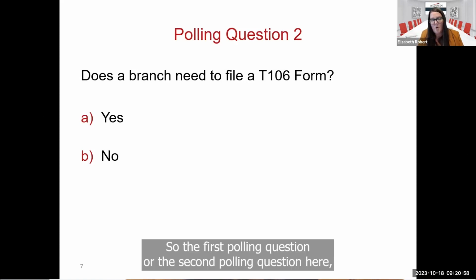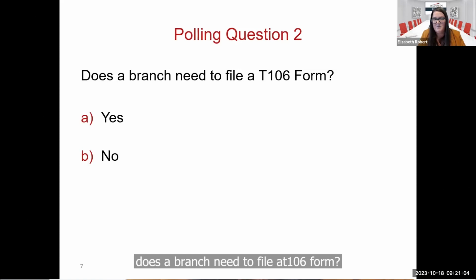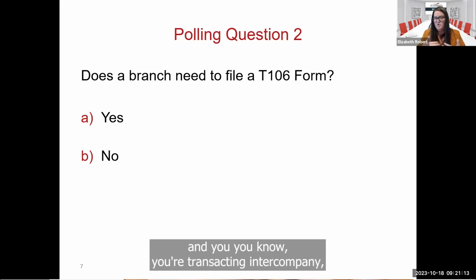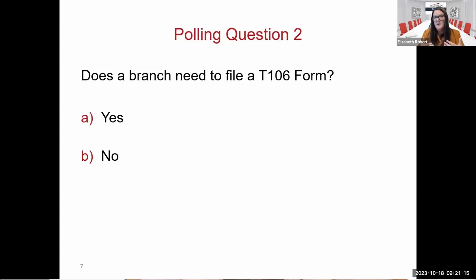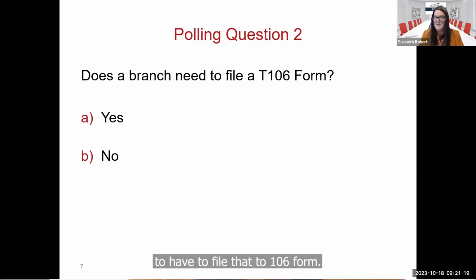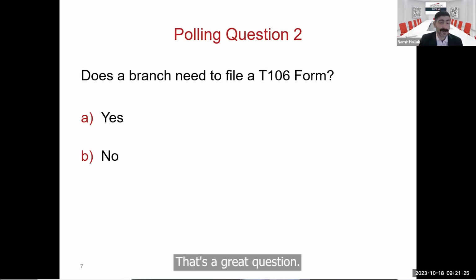So the first polling question, or the second polling question here, but the first in respect of the T106, is: does a branch need to file a T106 form? So if you're a US company and you have a branch PE in Canada, and you're transacting intercompany, there are certain thresholds to have to file that T106 form, but if you do, do you need to file that form for a branch? That's a great question, actually, Elizabeth.